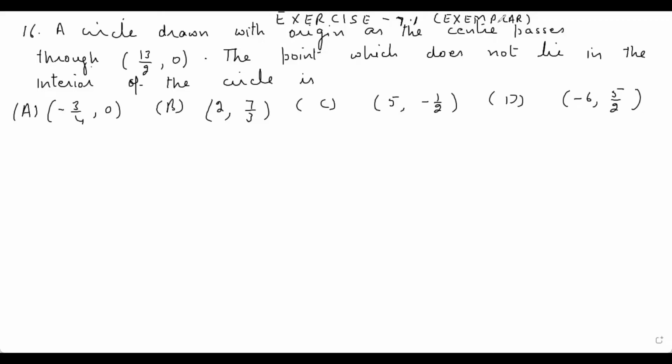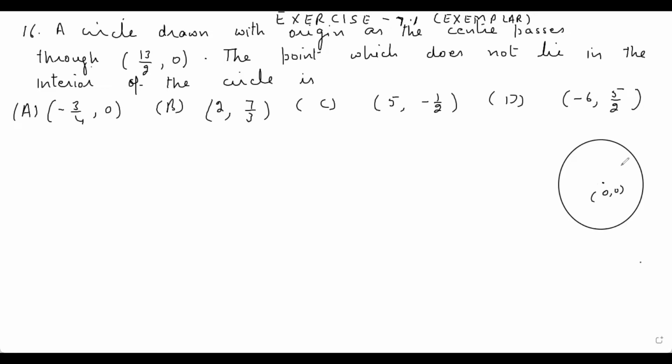Now this is exercise 7.1 of Exemplar and question number 16. A circle drawn with origin as the center passes through 13/2, 0. The point which doesn't lie in the interior of the circle is, now 4 points are given here. You are to explain which point doesn't lie in the interior of the circle.